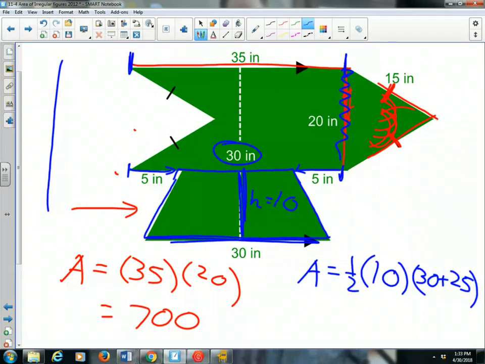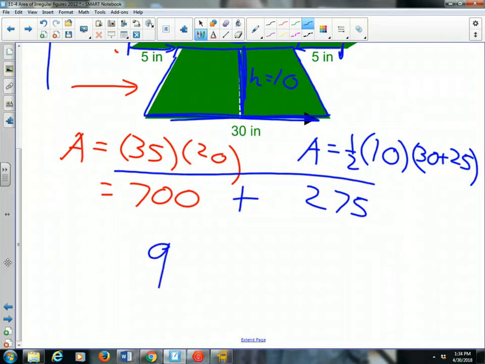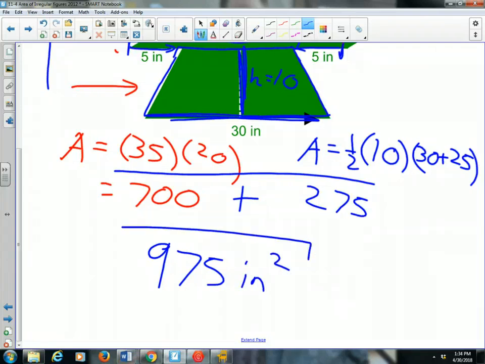All right, if you put that in your calculator, 1/2 times 10 times 55 is 275. So the area of this whole monster-looking shape is 700 plus 275, which is 975 square inches.